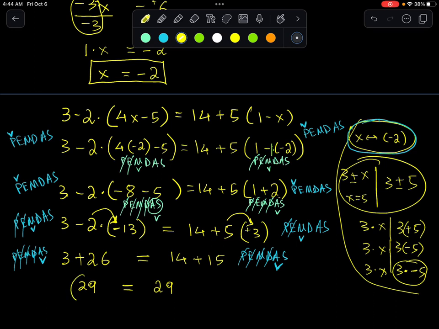And now that I have a single number on the left and a single number on the right, I stop. There's nothing else to do. That is a true statement. So my solution is confirmed.